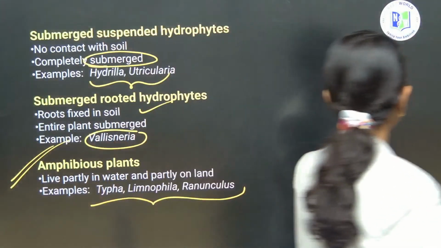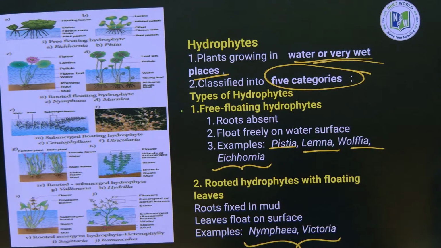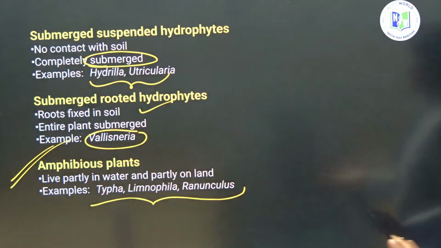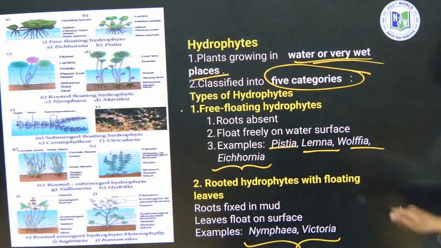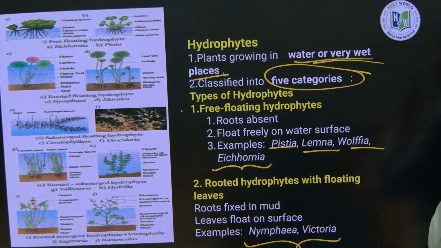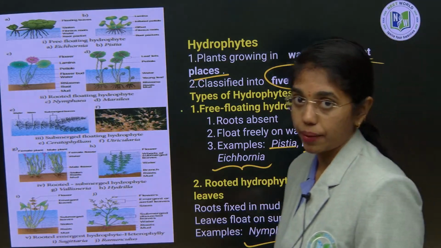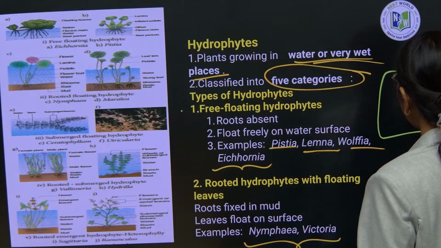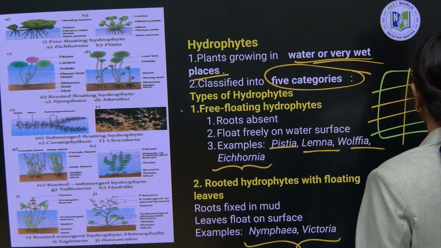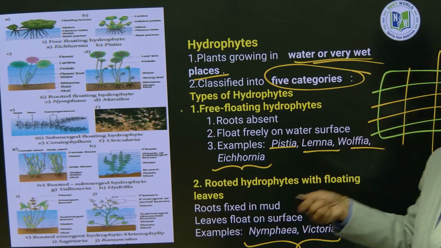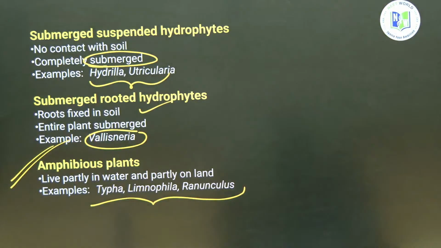So here you see the 5 types of hydrophytes. First is free floating, second is rooted hydrophytes with floating leaves, then submerged suspended, submerged rooted and amphibious plants. What is most important over here is that you have to highlight the examples accurately. If you are mentioning this in tabulated form, that is fine. Make a table with 5 rows and 1 column for the examples, and likewise you can revise easily, which will ease your revision process. So this is about hydrophytes.